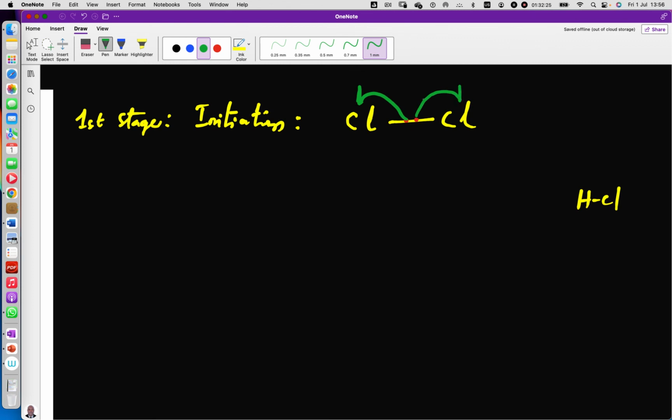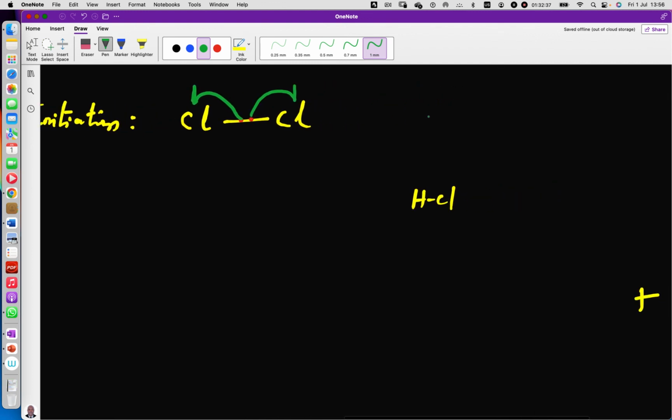And they are half arrows. There's something you should notice. Half arrows mean that only one electron is moving. So one electron will go. The pair of electrons is going to be unpaired. One will go to one of the atoms, and the other one will go to the other. And this is the condition.